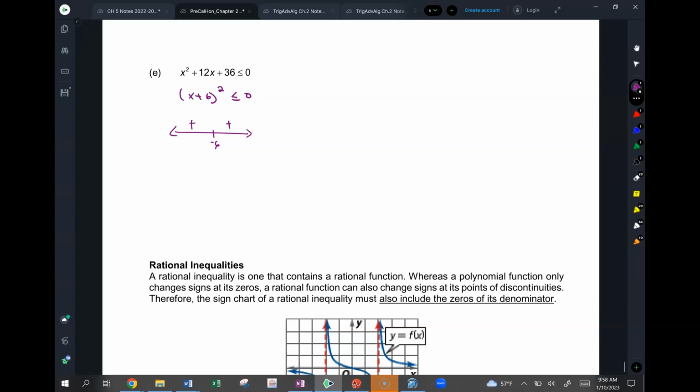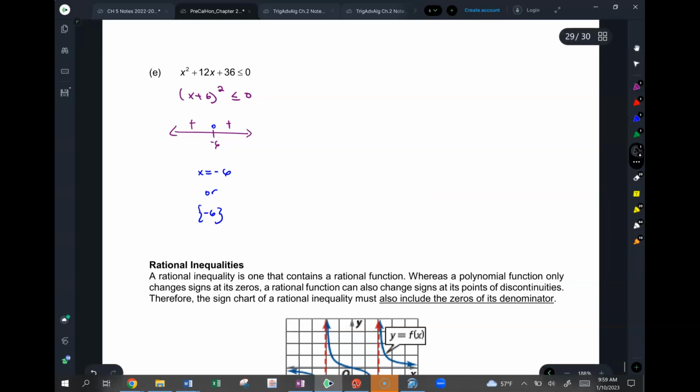Okay. Now, this is asking you, where is it less than or equal to 0? It's never less than 0, but is it ever equal to 0? It's equal to 0 at -6. So this will be x equals -6, or you can say {-6} like this. X equals -6 is good enough.